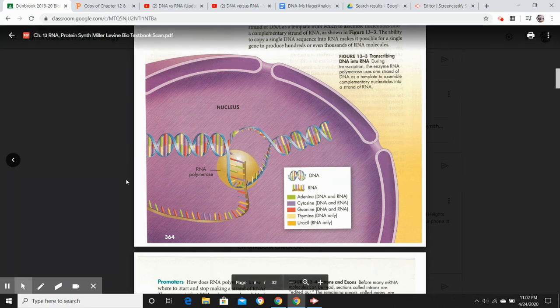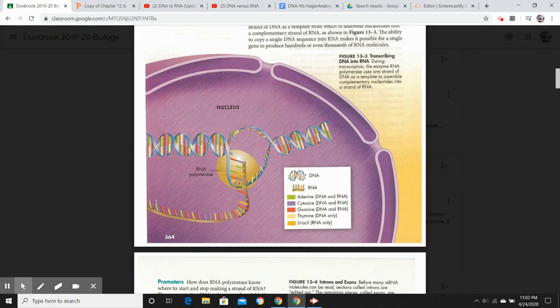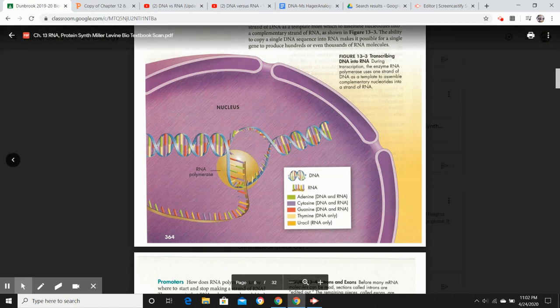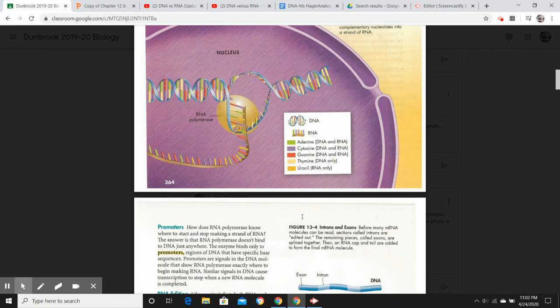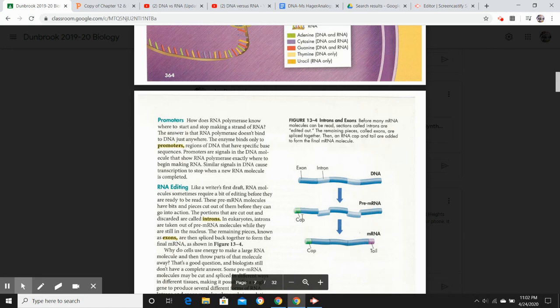DNA has thymine, RNA has uracil down here. And again, I don't know if you can see my cursor, but uracil is right here. So uracil is a substitute chemical for thymine when we're talking about RNA. DNA has no uracil, RNA has no thymine. It's a substitute chemical. Think of it as like a little difference in the lettering, okay?